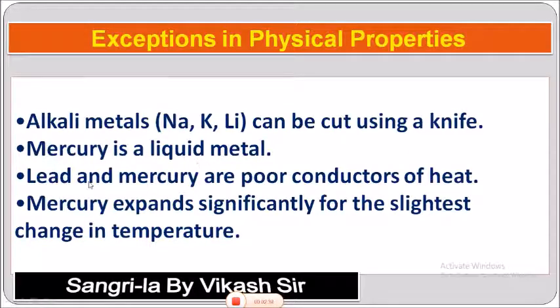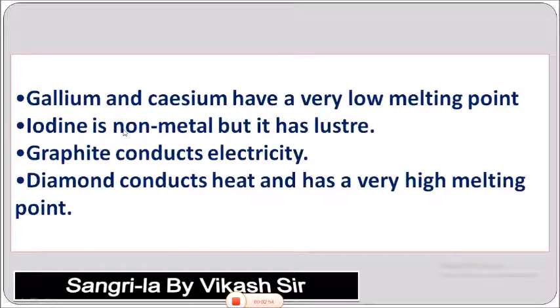Okay, third, lead and mercury are poor conductors of heat. Next exception, mercury expands significantly for the slightest change in temperature. When you change the temperature slightly, mercury expands fast. Gallium and cesium have a very low melting point, we have also seen, and iodine is a non-metal but it is lustrous. Generally we find lustrous characteristics in metals, but here we are finding it in iodine, which is a non-metal.